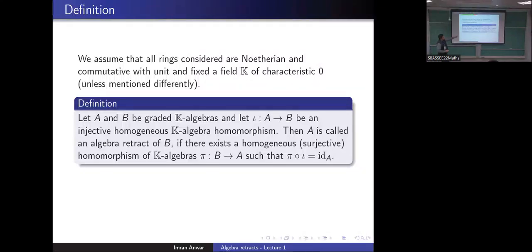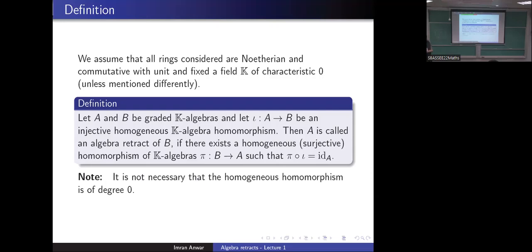If there exists a reverse map from B to A, which I denote by pi, with the same condition, pi of i is the identity of A. So I hope the definition is clear. In this scenario, we say that A is an algebra retract of B. This is the formal definition of algebra retraction, and it is the same if you would like to see it from the topological sense. One has to take care that the map is a graded one.